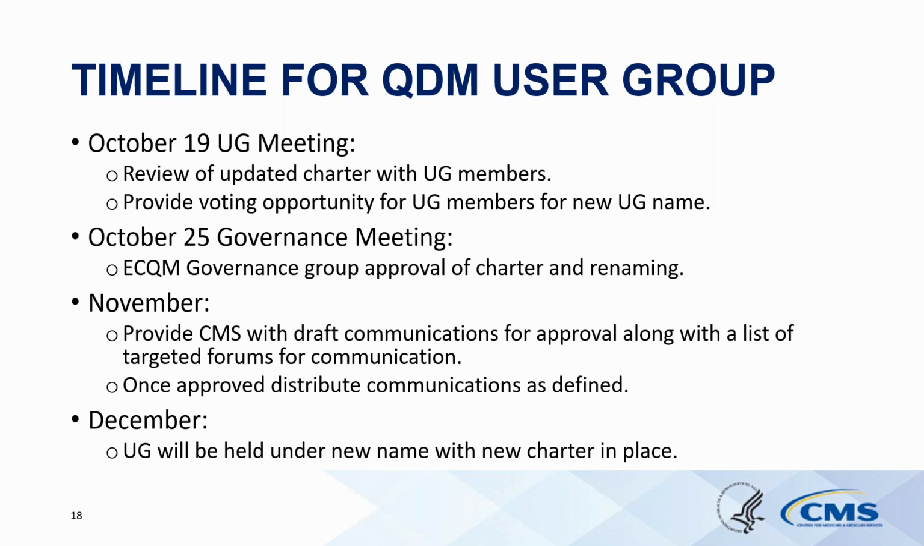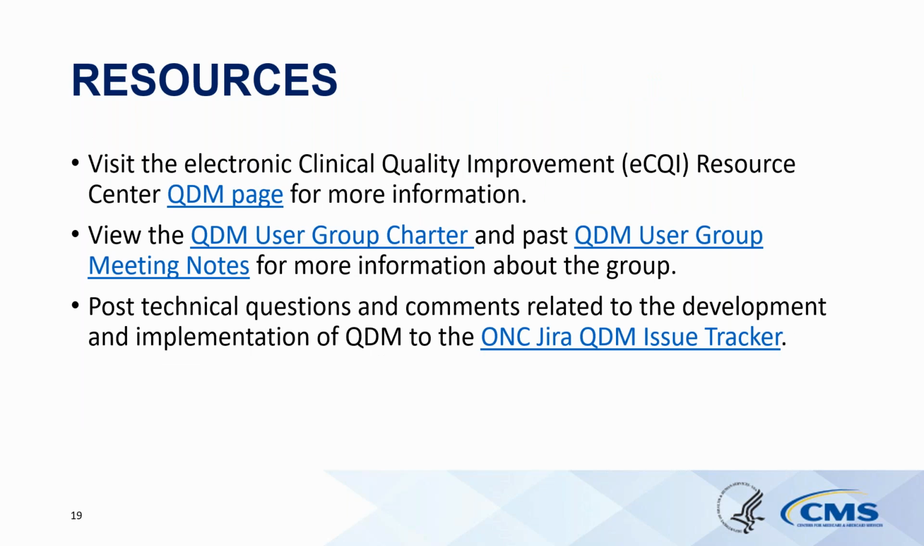Next slide. The next is talking about how to get more information. You can get information on the quality data model from the eCQI Resource Center. You can review the charter and user group meeting notes there. And if there are any questions or concerns about use of the quality data model, the ONC JIRA QDM issue tracker is an area where we take in new questions and bring them to the user group and respond.